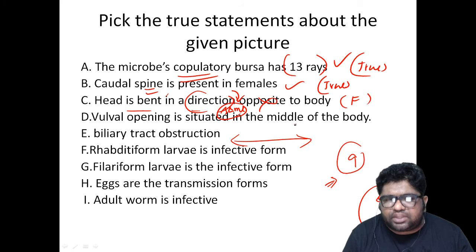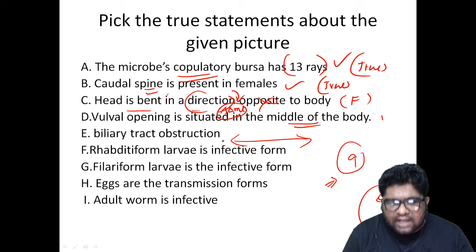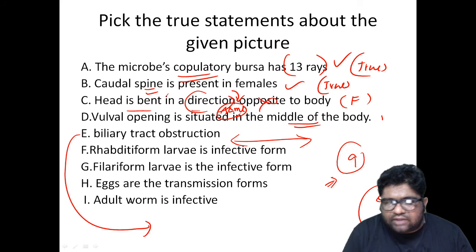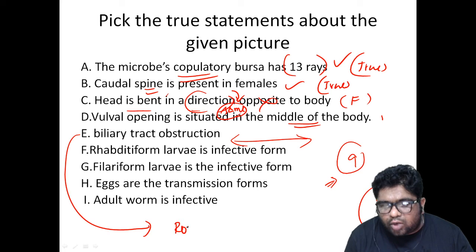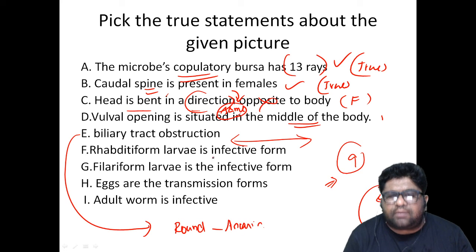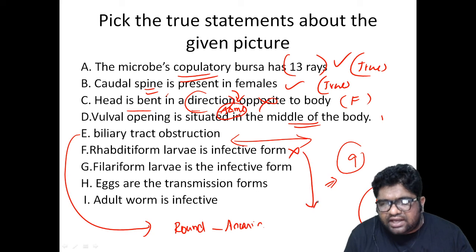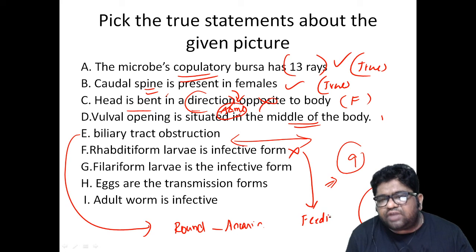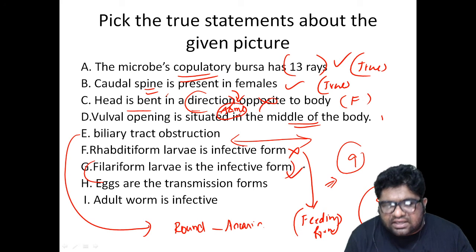Vulval opening is situated in the middle of the body is a true statement. Biliary tract obstruction is not caused by hookworm. The option E is caused by roundworm, which is Ascaris lumbricoides. Rhabditiform larva is not the infective form, it is the feeding form, while filariform larva is the infective form. Eggs are the transmission forms is absolutely wrong. Adult worm is infecting is absolutely wrong.